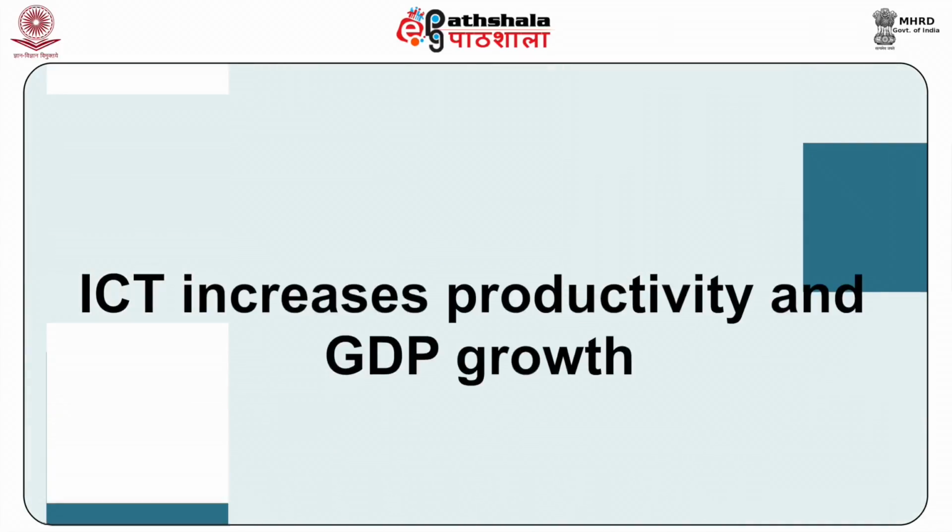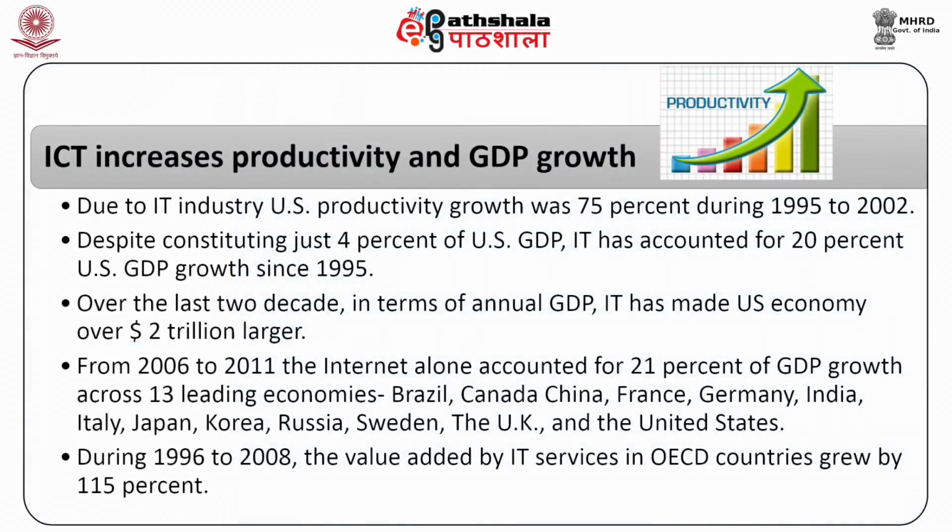ICT increases productivity and GDP growth. A. Due to the IT industry, US productivity growth was 75% during 1995 to 2002. B. Despite constituting just 4% of US GDP, IT has accounted for 20% of US GDP growth since 1995. C. Over the last 2 decades, in terms of annual GDP, IT has made the US economy over $2 trillion larger. D. From 2006 to 2011, the internet alone accounted for 21% of GDP growth across 13 leading economies, that is Brazil, Canada, China, France, Germany, India, Italy, Japan, Korea, Russia, Sweden, the UK and the United States.